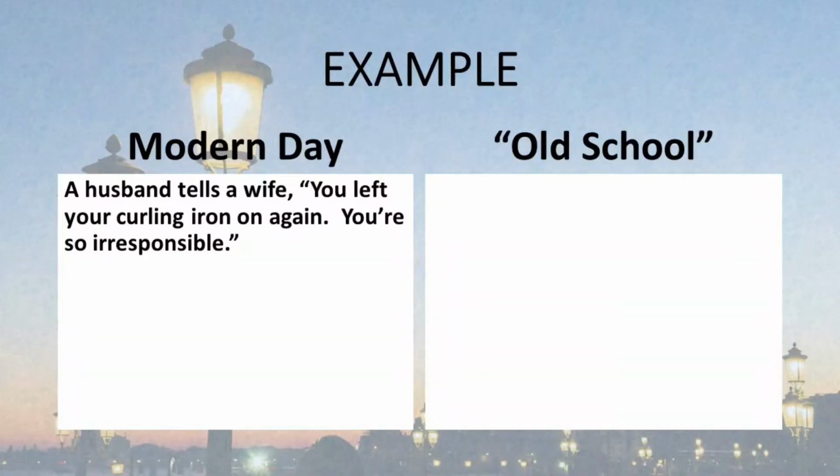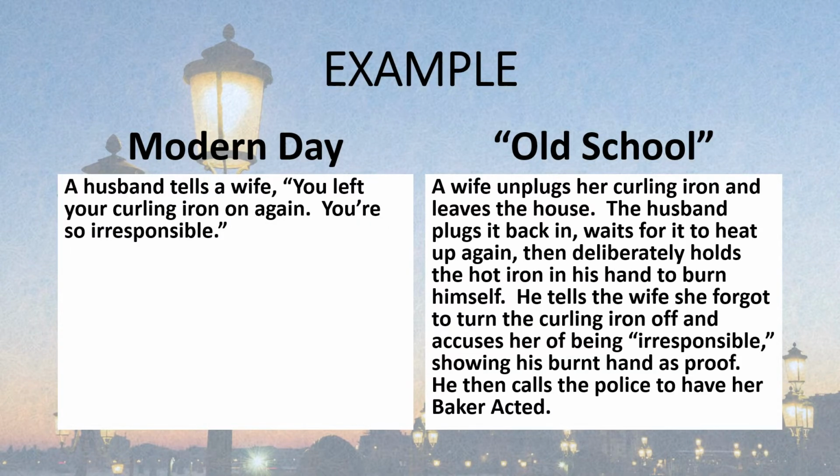Okay, so here's the modern day example. A husband tells a wife, "You left your curling iron on again. You're so irresponsible." So in the modern day understanding, that mission is complete. Gaslighting has been achieved. In the old school model, it's going to take a lot more than that. So here we go. A wife unplugs her curling iron and leaves the house. The husband plugs it back in, waits for it to heat up again, then deliberately holds the hot iron in his hand to burn himself.